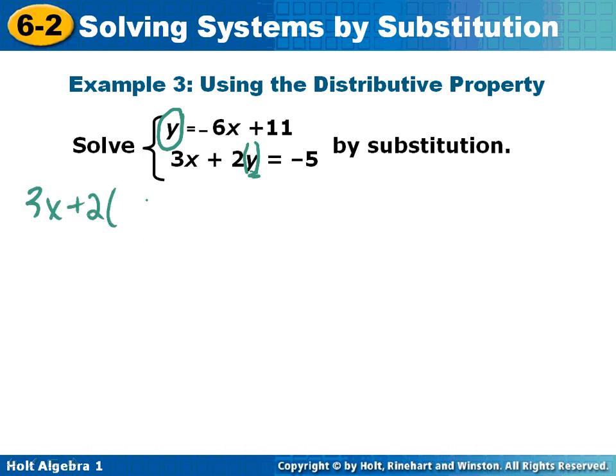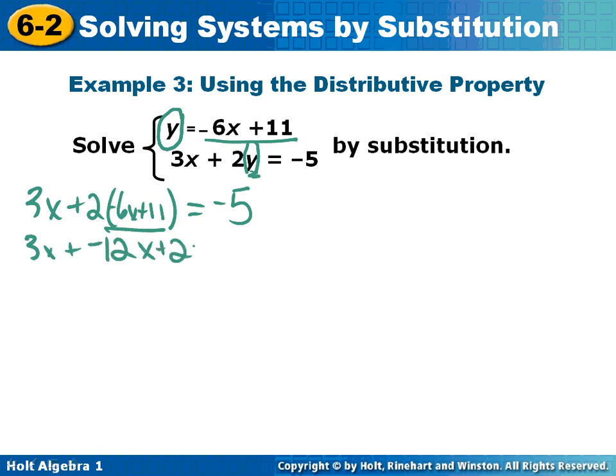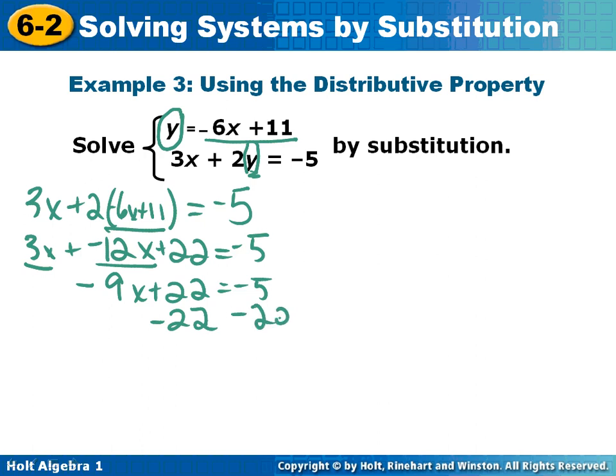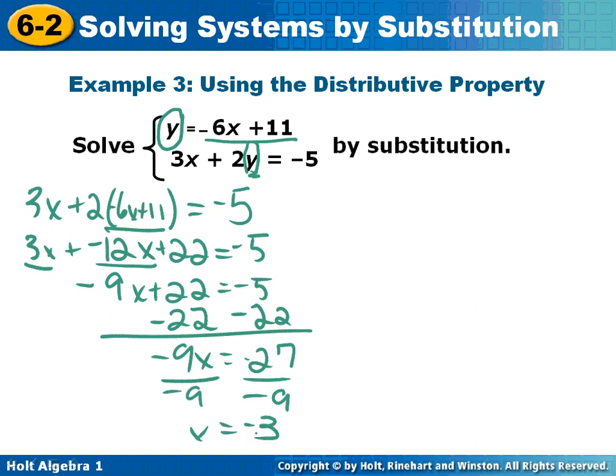3x plus 2, drop out the y, equals negative 5. Now in place of the y, it's negative 6x plus 11. So fill in negative 6x plus 11. 3x plus distribute, negative 12x plus 22 is negative 5. 3x minus 12x is negative 9x plus 22. I need to subtract the number to the right. Negative 9x is negative 27. Dividing by negative 9, x is going to be negative 3.